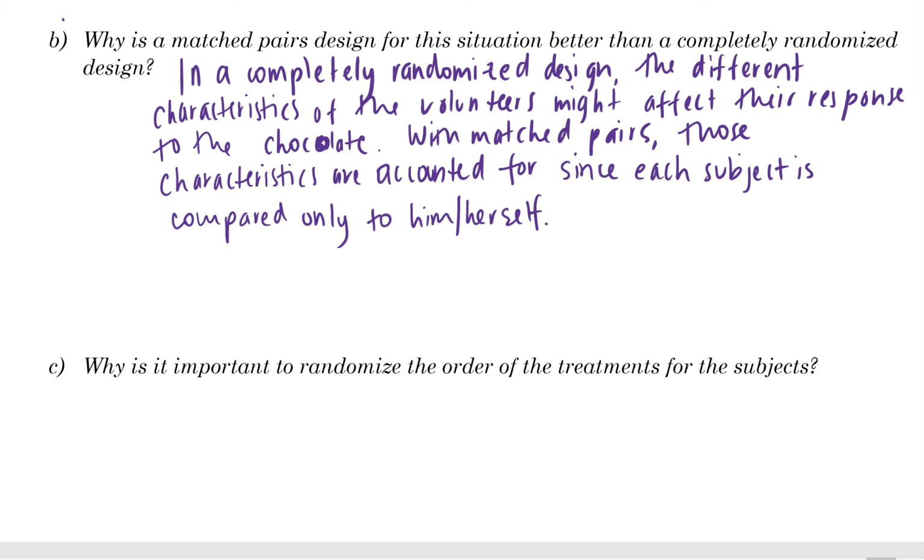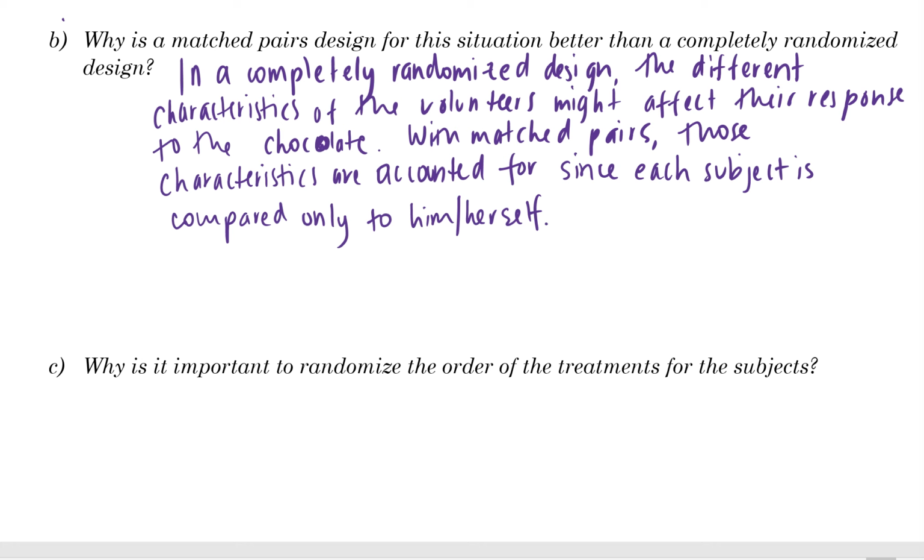So that's pretty much what I wrote, as you can see. I know you might have gotten crazy detailed. You could have. What I wrote is perfectly acceptable as well. So in a completely randomized design, the different characteristics of the volunteers might affect their response to the chocolate. With matched pairs, those characteristics are accounted for since each subject is compared only to him or herself.